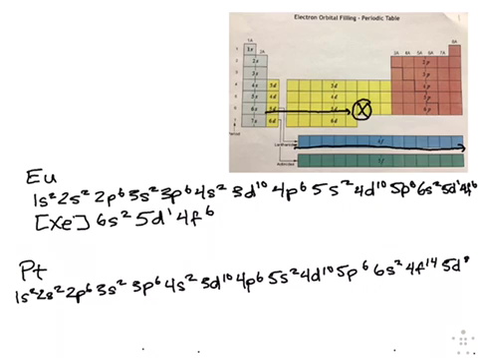So just like the previous problem, the noble gas we want to start with is up one row and all the way to the right from here, and that's xenon also. So we're going to put xenon in brackets. And then from xenon, we've got 6s2, 4f14, 5d8.